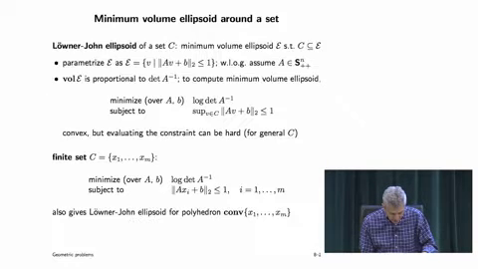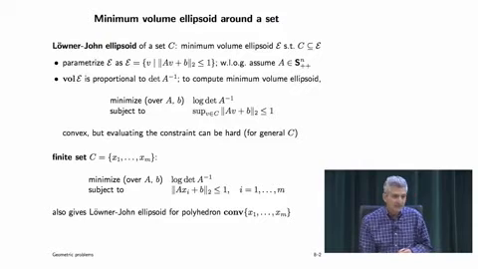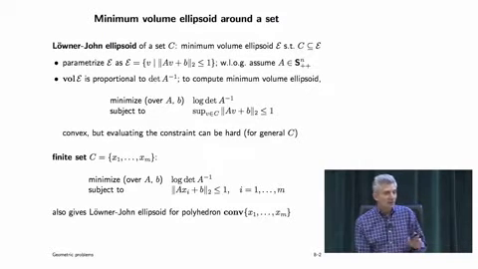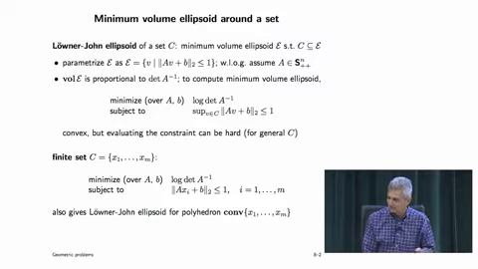So the first topic is going to be the Löwner-John ellipsoid. And this is not obvious, although these things have been known for about 100 years, nothing was known about it computationally, right? This was not an algorithmic thing. This was just theory until maybe 20 years ago.